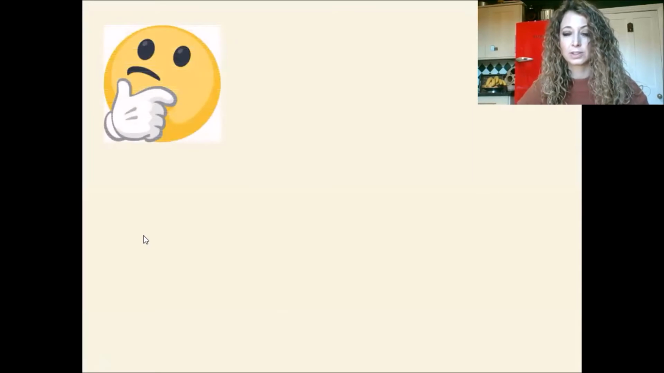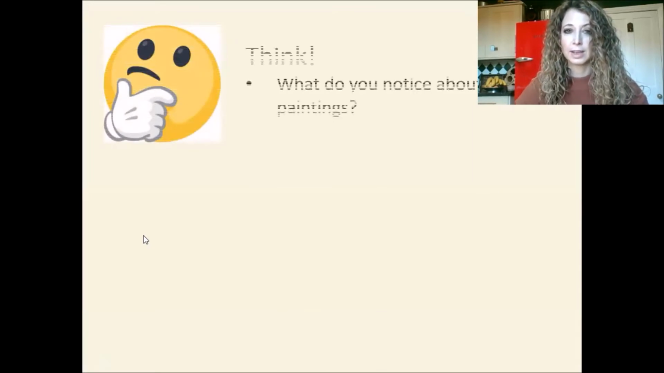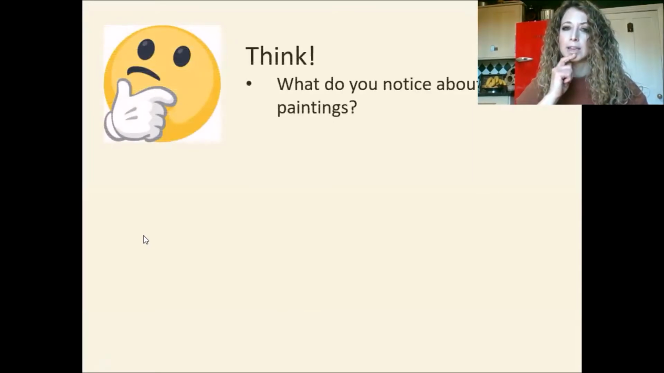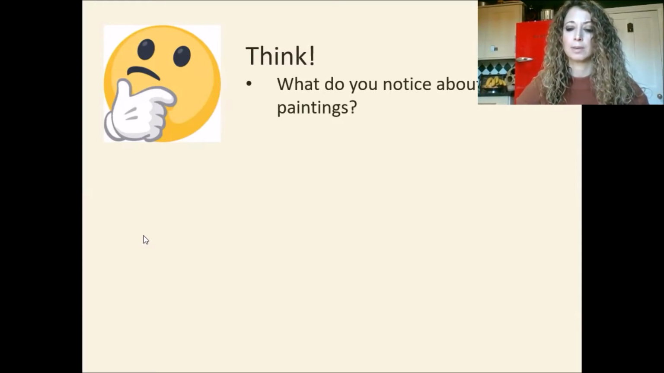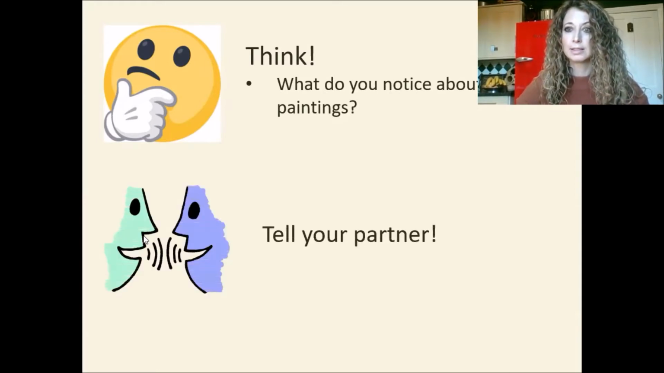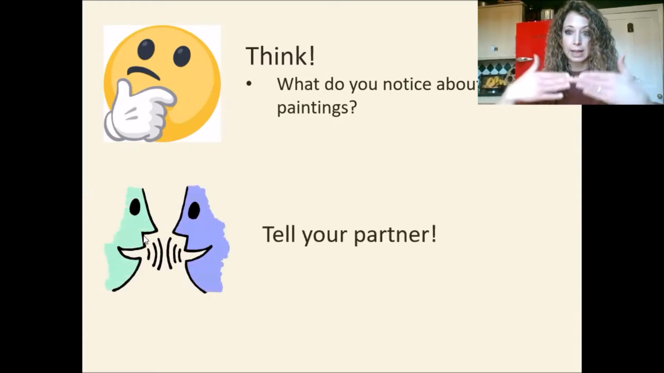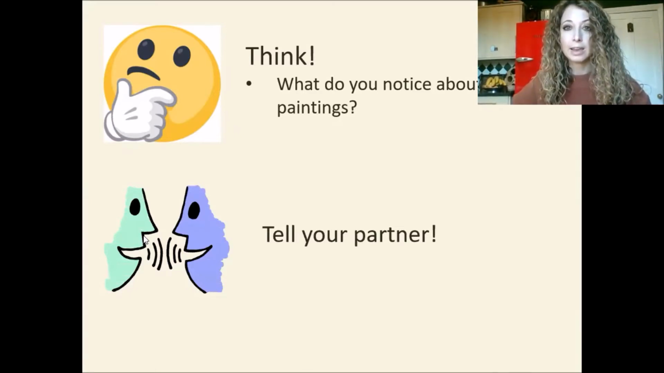Now, these are just some of his pictures. What you need to think about is, what do you notice about his paintings? They're quite unusual, aren't they? What do you notice about his paintings? Tell your partner. If you're in school, tell your partner what you notice. If you're at home, talk to mum and dad if they're available, and tell them what you notice, and ask them what they notice about these paintings. You can pause this video to talk about that.